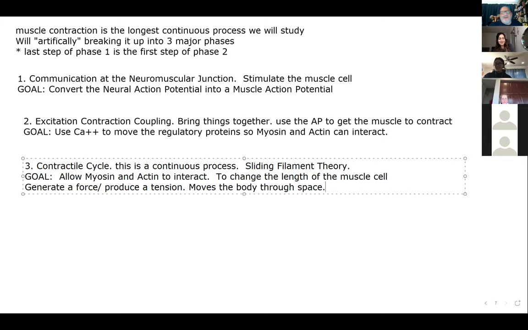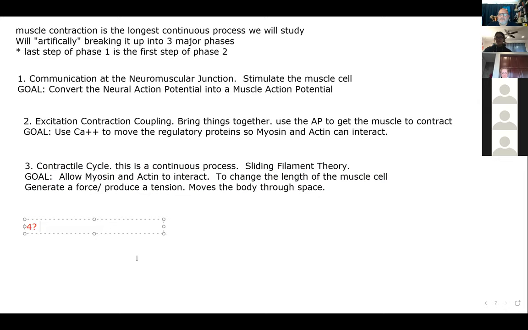All righty. Now, if there was a fourth step, what do you think that fourth step would be? The muscle relaxing. Right. Once I contract the muscle, I don't want to contract forever. So we could think of step four as relaxation. Or we could think of it another way. To get the muscle to contract, we have to turn these processes on. So if we wanted to relax, what would we have to do? Turn them off.